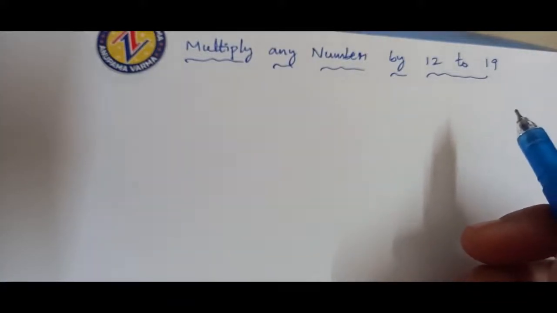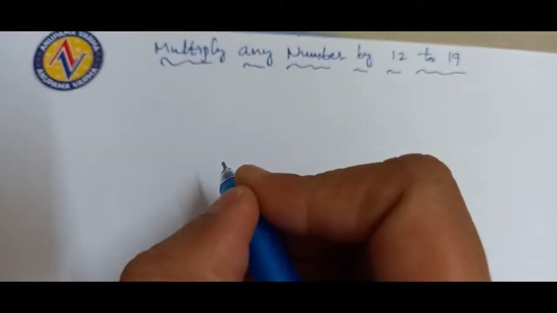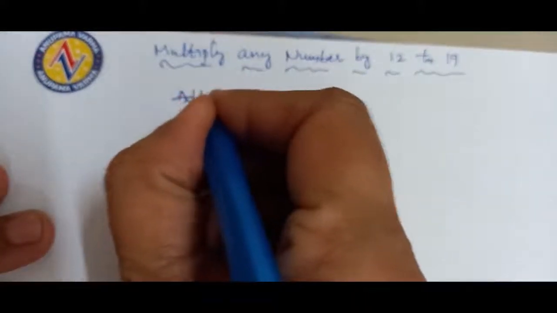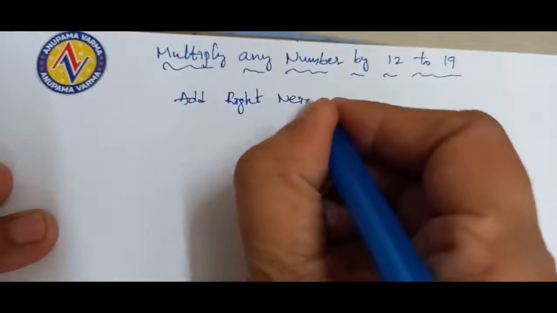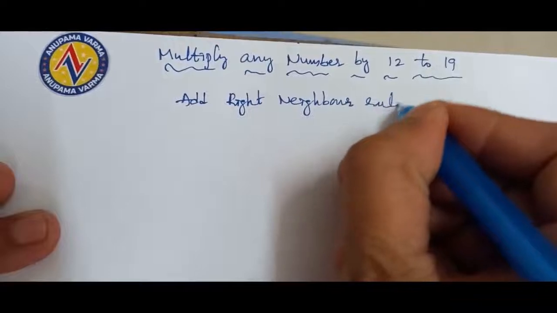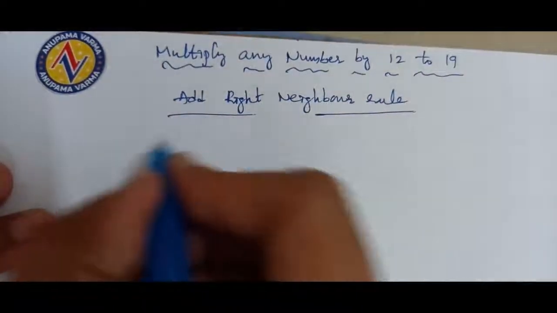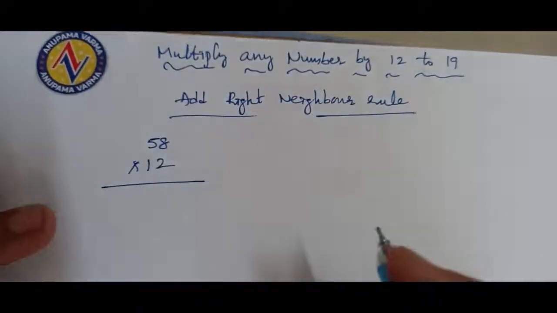Okay, let's see now. To do this multiplication, we are using a Vedic math rule called the add right neighbor rule. Okay, let's see with an example. Let's take 58 into 12.